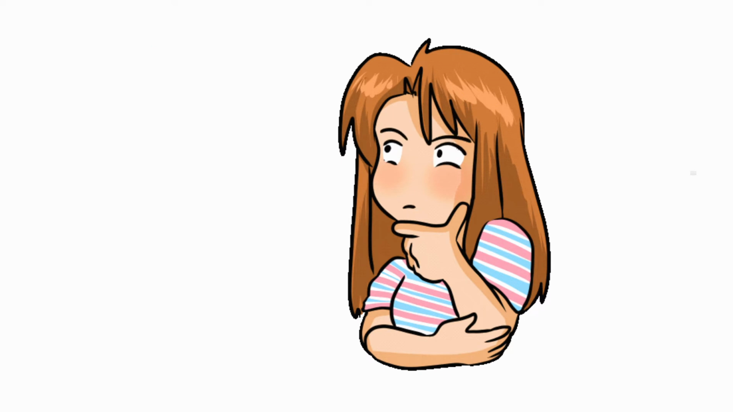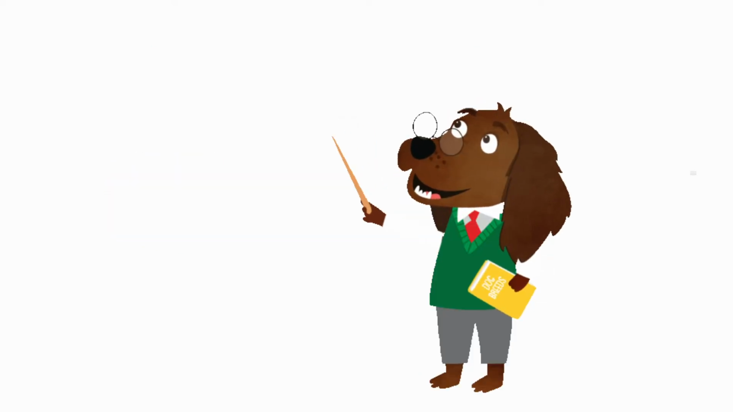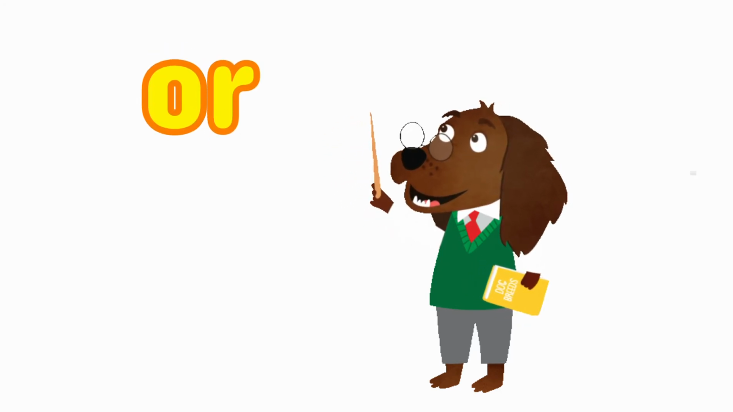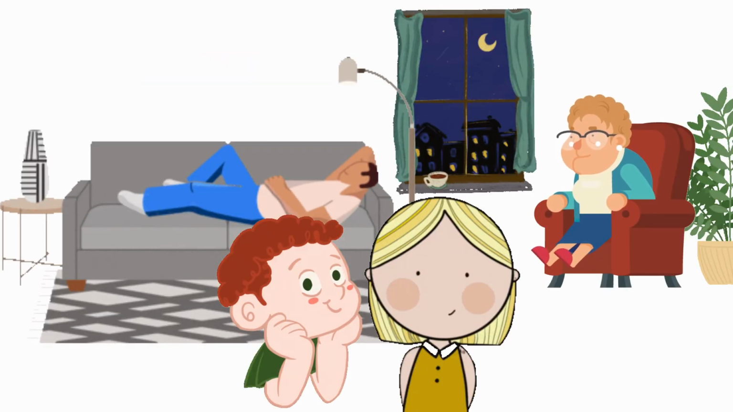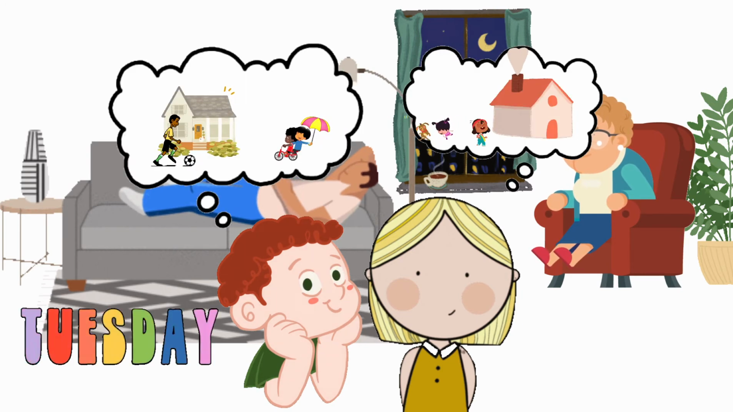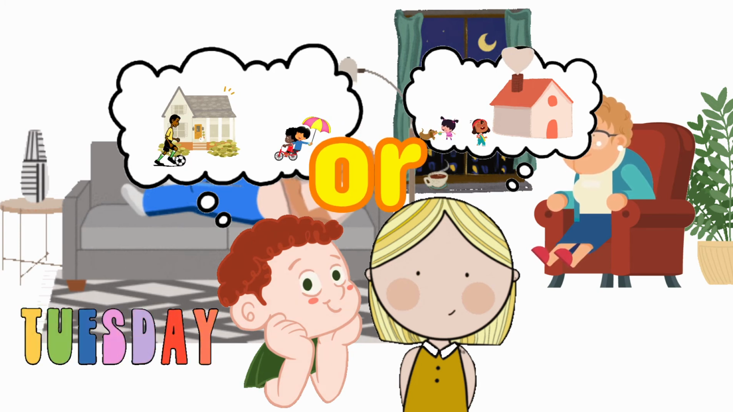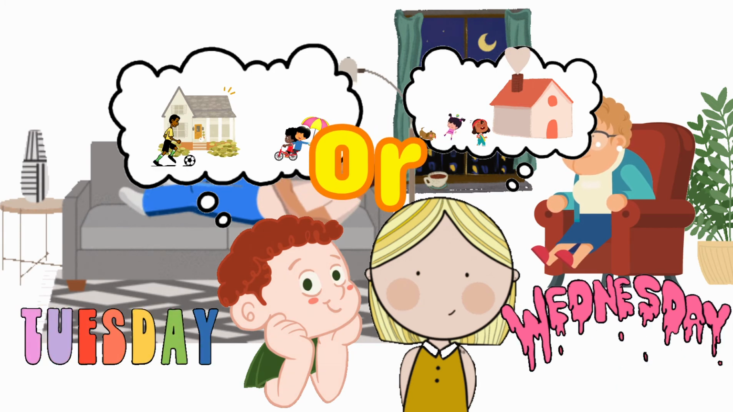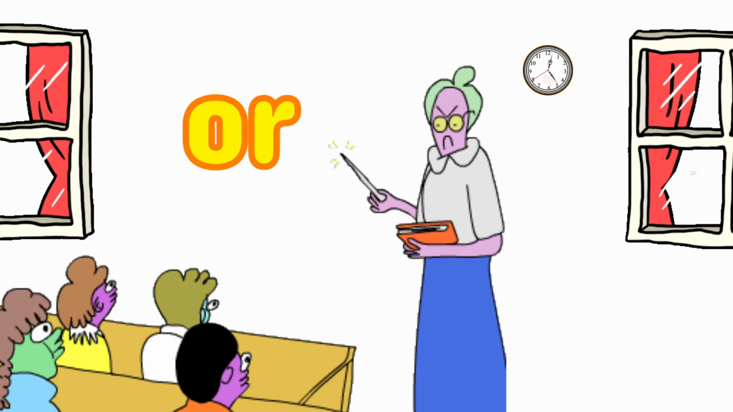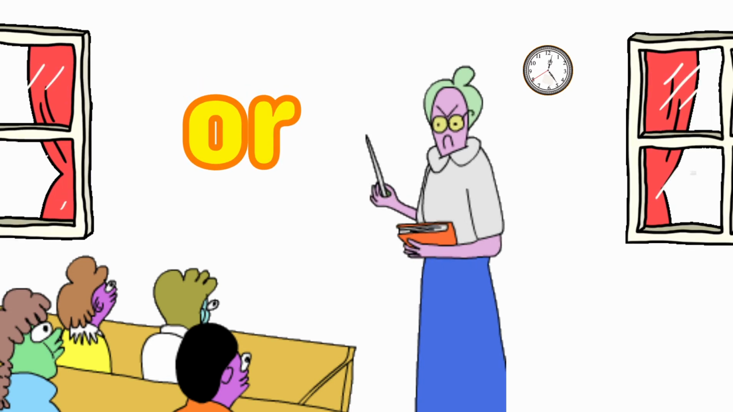When can we use the word or? We can use the word or when we can have more than one choice. For example, Janet and John can go to their friend's house to play on Tuesday or Wednesday. So we use the word or when we have more than one choice.